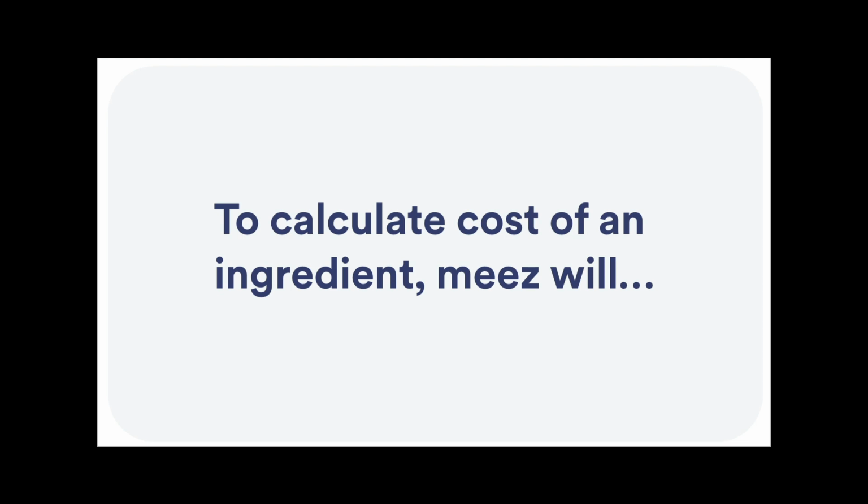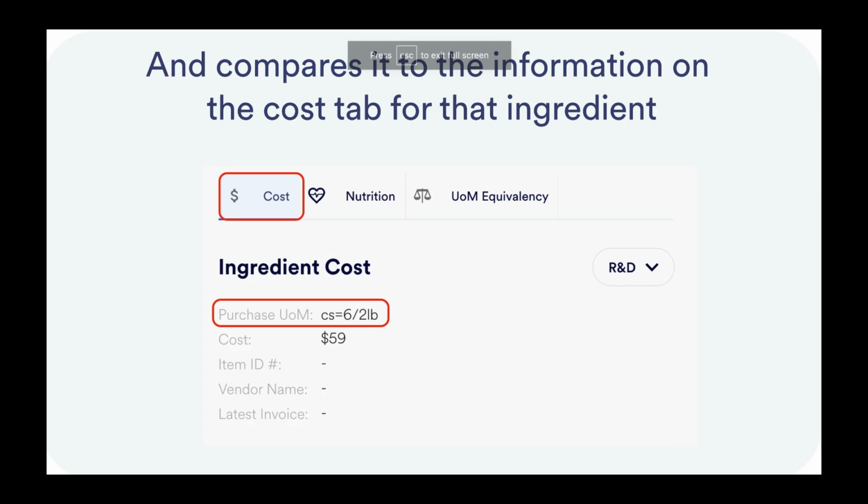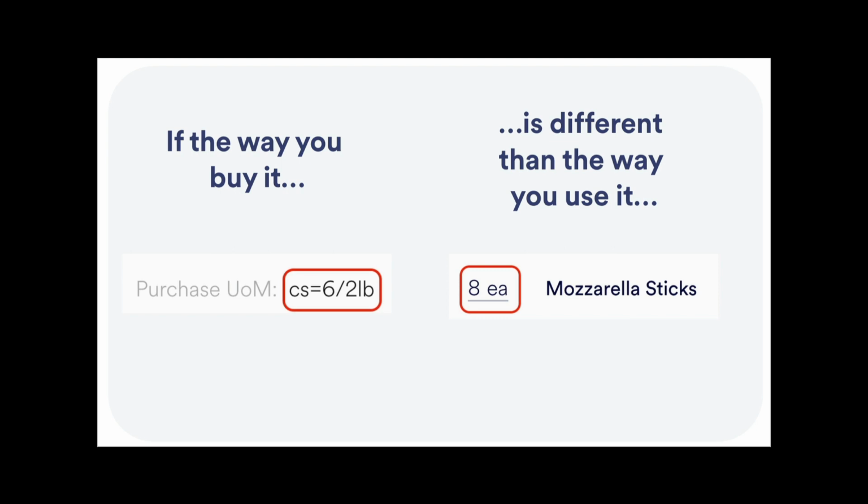This brings us to a really important part of meez. In order to calculate cost, meez will first look at the quantity and the unit of measure of the ingredient in the recipe. And it'll reference from there that ingredient's page. If you click on mozzarella sticks, it'll bring us to the ingredient page for that product, and we can see that the purchase unit of measure is in pounds. In this case, we notice the way we're buying it in pounds is different than the way we're using it, which is by the each.